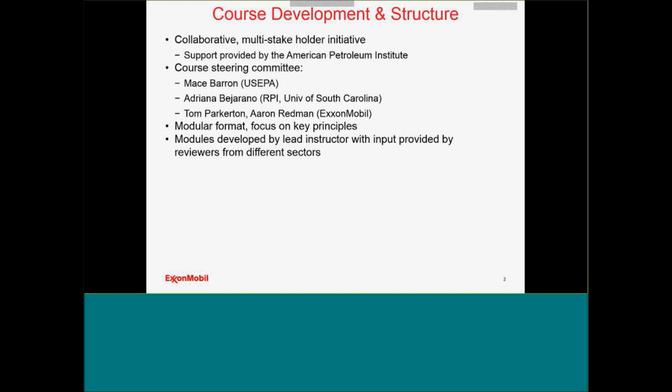It was really agreed at the beginning to design the course using a module format that focused on key principles. Each course module was developed by a lead instructor with subject matter expertise, and then others provided review and input from other sectors.